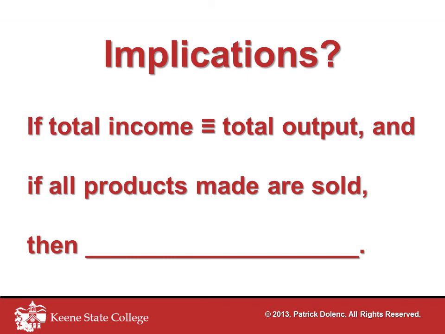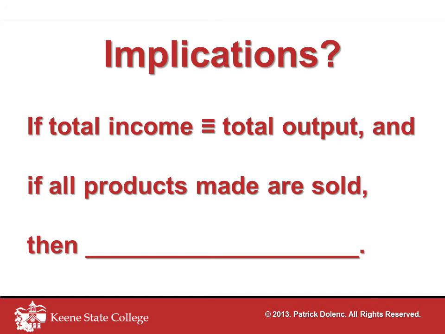But let's return to solving this puzzle. If total income is exactly equal to total output, and if all products made are in fact successfully sold, then what must be true? Well, another way to look at this is to think about what we've identified. We have total income and total output in the first line. But look carefully at the second line. The second line also contains total output. It just calls total output all products. So if total income equals total output, and it always does, and if total output matches total sales, which is what the second line says, then in fact, one thing must be true. Can you figure out what it is now?